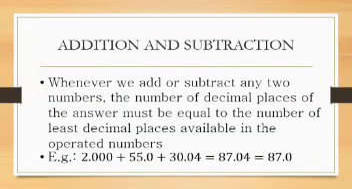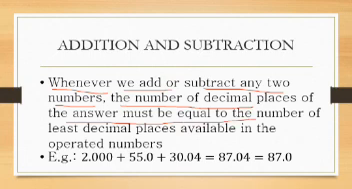So we were talking about the calculations considering significant figures. First we have the calculations of addition and subtraction. Whenever we add or subtract any two numbers, the number of decimal places of the answer must be equal to the number of least decimal places available in the operated numbers. For example, we have this number.